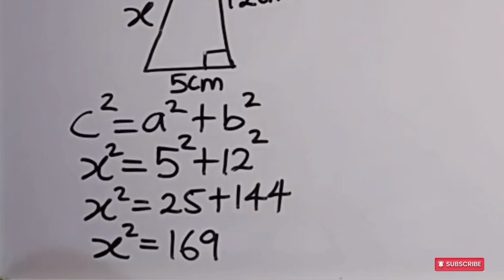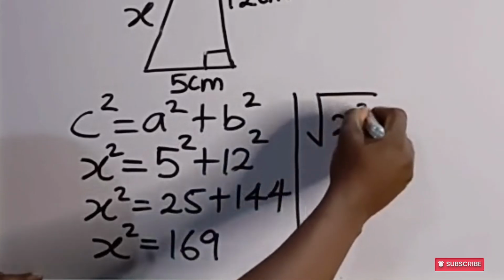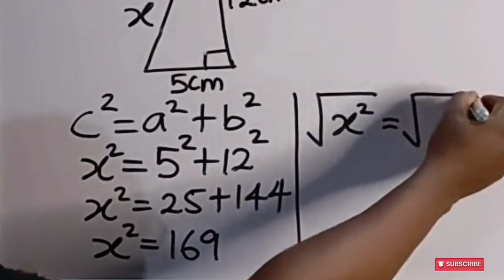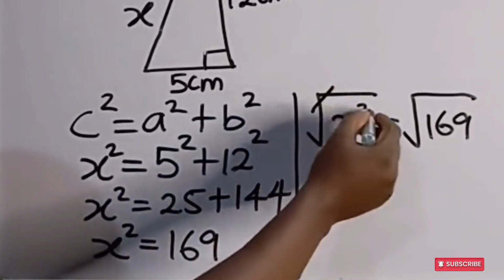We eliminate square by introducing the opposite of square, which is square root. Square is the opposite of square root. So to eliminate square, we introduce square root. So we're going to have square root of x squared is equal to square root of 169. So square root is going to cancel out square.